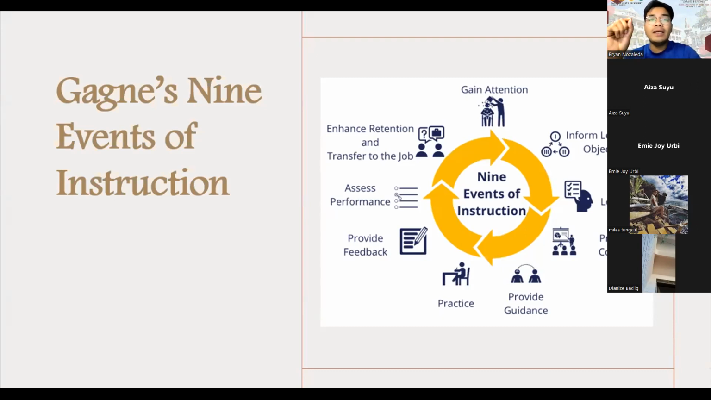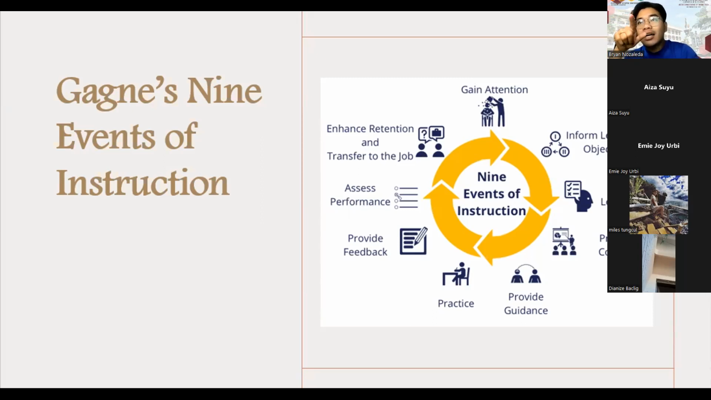As can be seen, Gagne's 9 events of instruction are visibly connected with Bloom's revised taxonomy, which you have learned from your previous courses. Okay, remember the Bloom's taxonomy, yung cognitive domain natin? Di ba? Knowledge and then application, analysis, synthesis, evaluation. So the 9 events of instruction of Gagne starts with gaining attention.